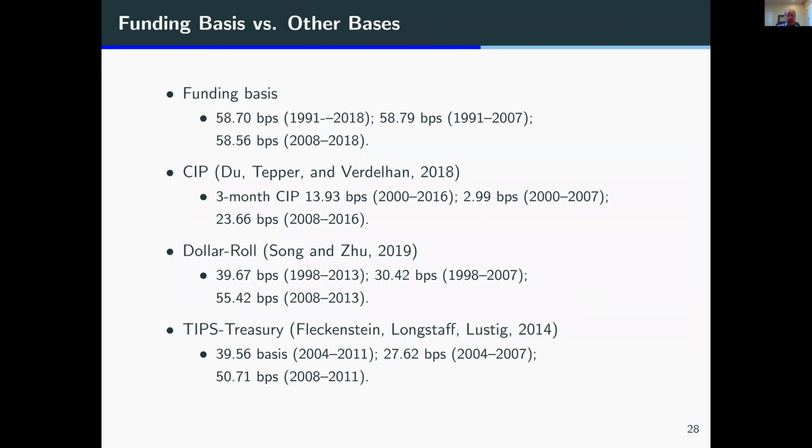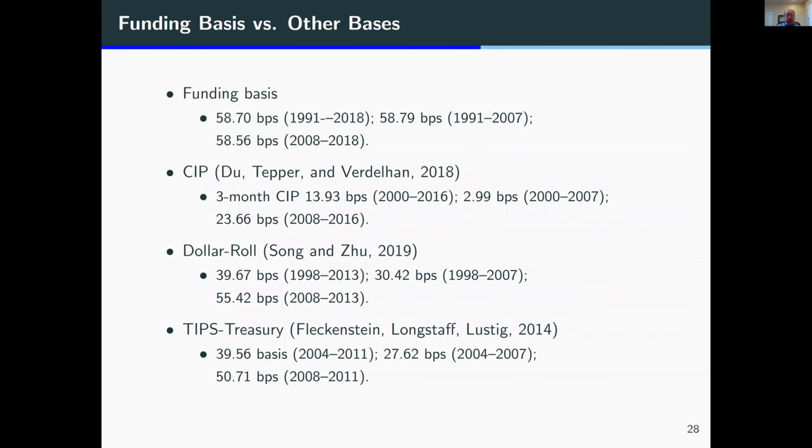So just to put this into perspective with some of the other types of bases or mispricing or ARBs or liquidity shocks, whatever you call them, we find about a 60 basis point funding basis here. Tepper and Verdellen, again, are looking at the difference between rates implied in the FX forward market versus cash rates. They find numbers that, at least in the post-crisis period, are around 24 basis points, lower pre-crisis.